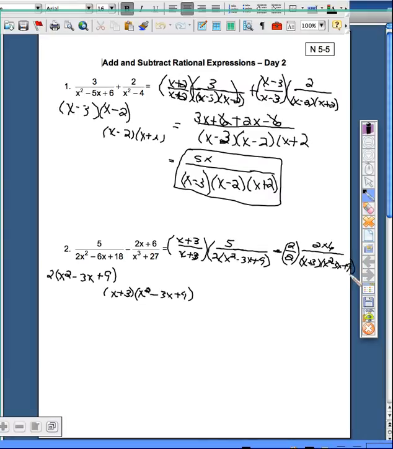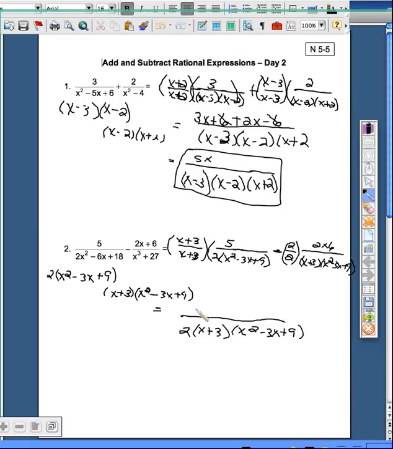I'm going off the chart a little bit there. All right, so I'm going to skip down where I don't have anything written. Our common denominator is a long one. It's 2 times x plus 3 times x squared minus 3x plus 9.